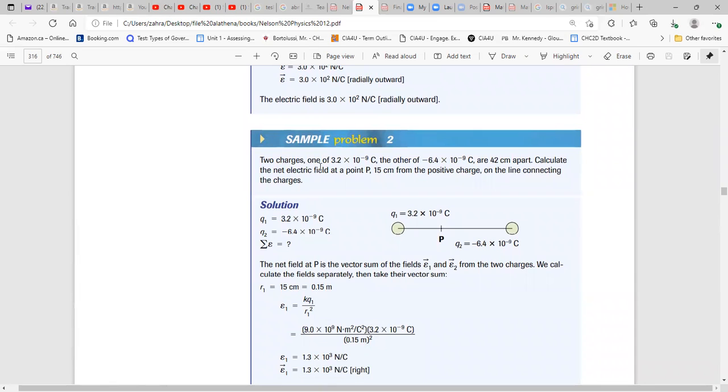Two charges, one is positive 3.3 times 10 to the power negative 9 and the other is negative 6.4 times 10 to the power negative 9, 42 centimeters apart. Make sure we convert centimeters to meters. Calculate the net electric field at point P, a point on the line connecting them.